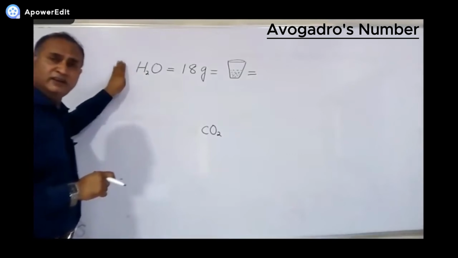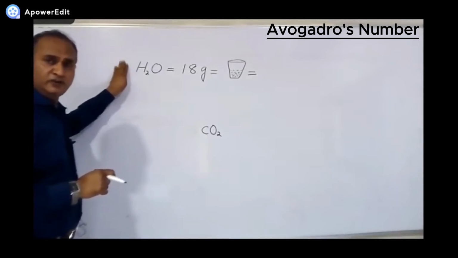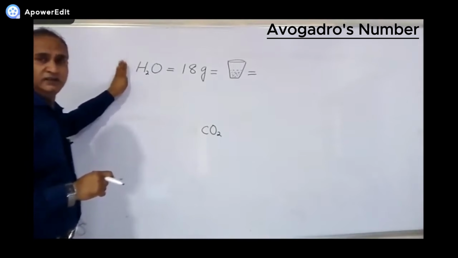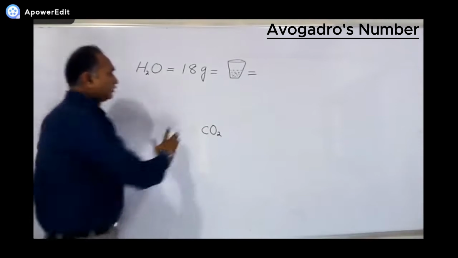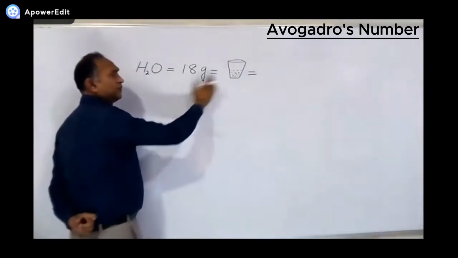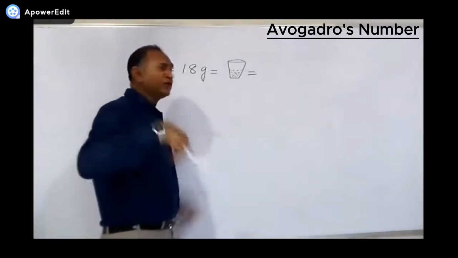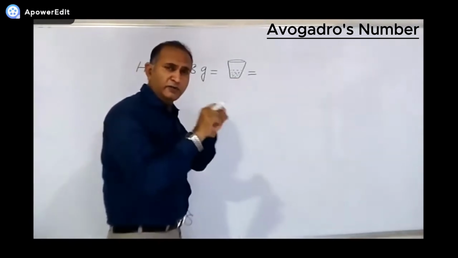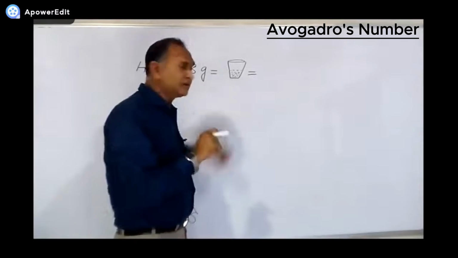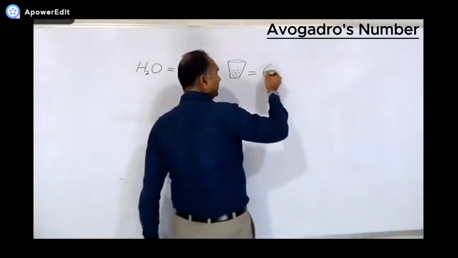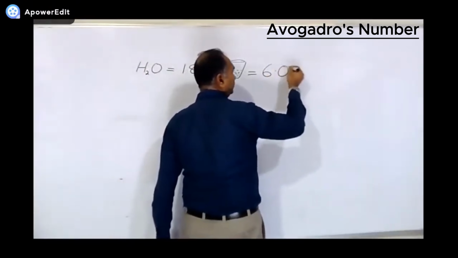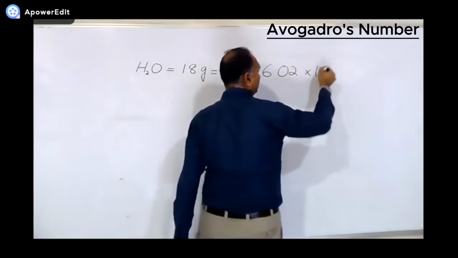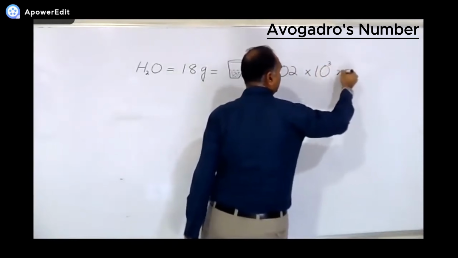No number is written as a coefficient. It means 1. So this is 1 mole of water. So 1 mole of water means 18 gram. We have taken 18 gram water. Now if you count how many tiny water molecules are present in it, you will find that it contains 6.02 into 10 to the power 23 molecules of water.